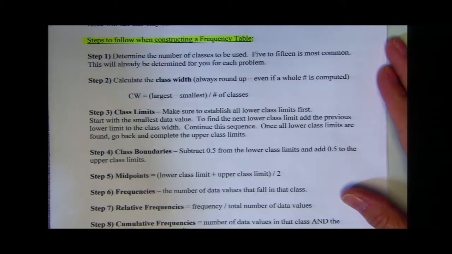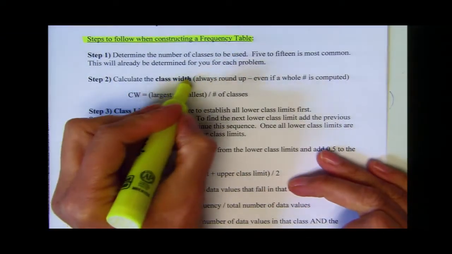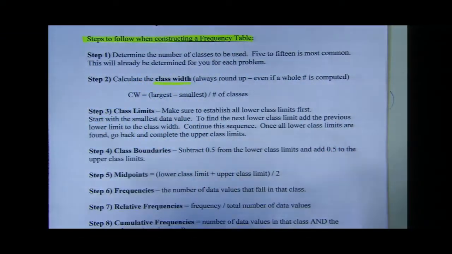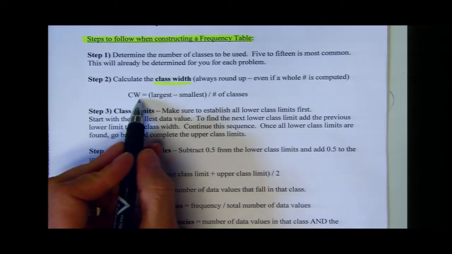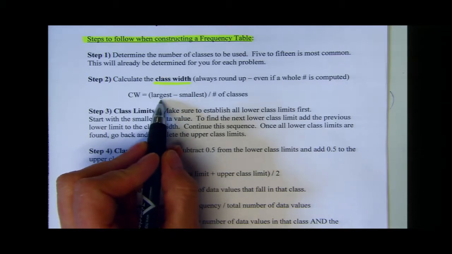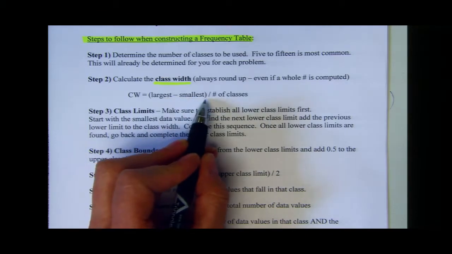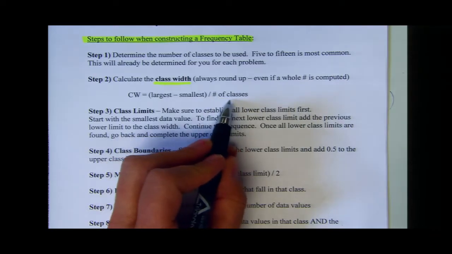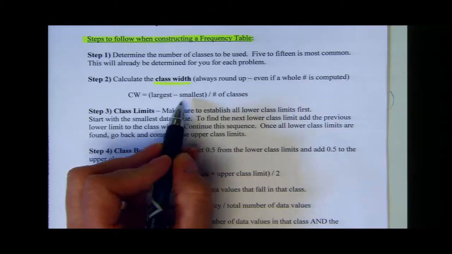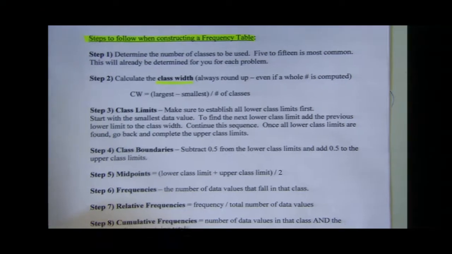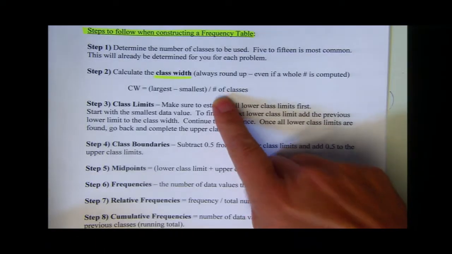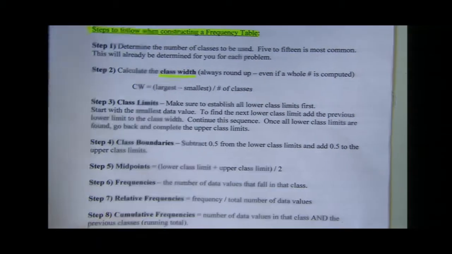Step 2 is to calculate what is called the class width. When we create a frequency table, those intervals have a particular width, and this is determined right here in the class width. Now, how we calculate the class width is we look for the largest data value minus the smallest data value, and then we divide by the number of classes. And of course, these numbers will change with every problem. So I'm going to come down here and locate the largest and the smallest, and we already know our number of classes for this particular example is 5.